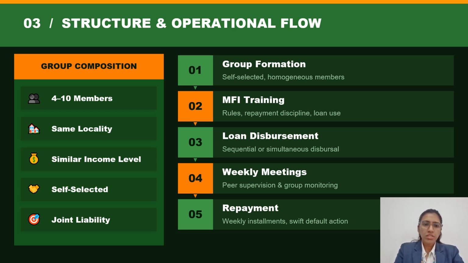Step 4 involves the weekly meetings, group meetings weekly or fortnightly. This is where peer supervision happens. Members monitor each other. And in step 5, we can see the repayment step. Installments are collected weekly in cash or digitally. If someone can't pay, the group steps in. Immediate action on the default is taken.